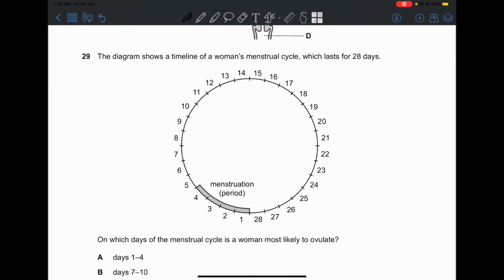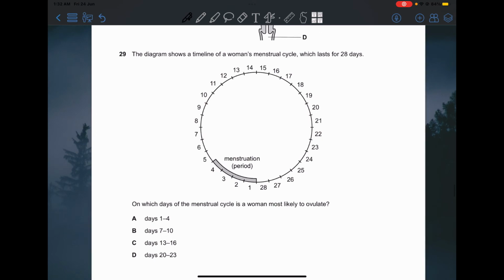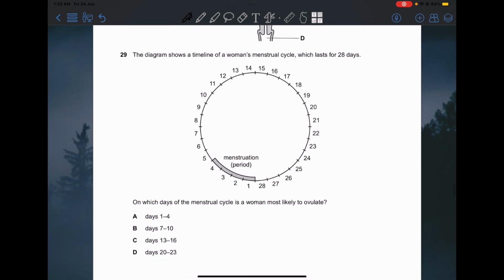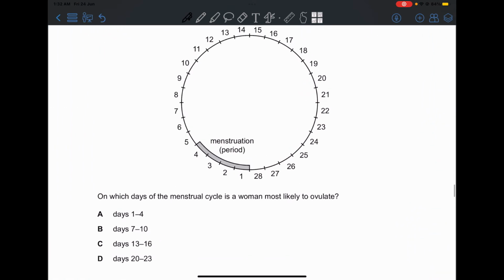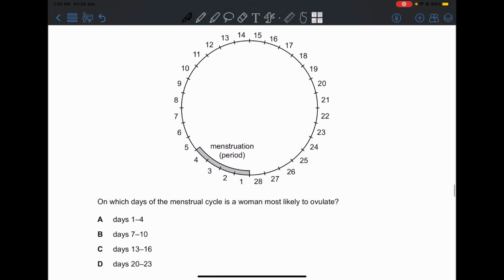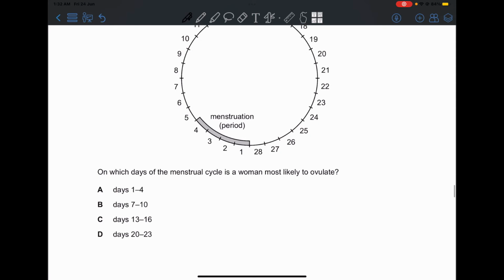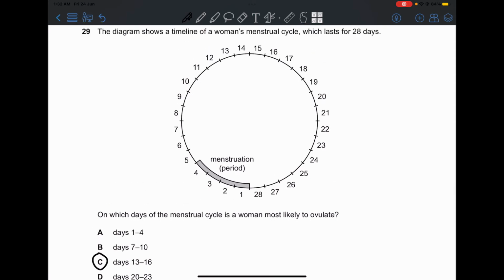29, the diagram shows a timeline of a woman's menstrual cycle which lasts for 28 days. On which days of the menstrual cycle is a woman most likely to ovulate? Now, of course, it's going to be during the 15th day of the cycle or the 14th day. So it's going to be actually some days that are around this period. So it's going to be C, 13 to 16 over here.